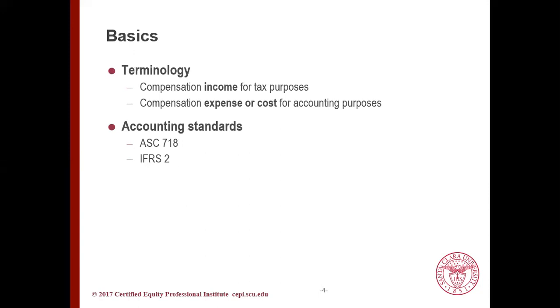And then there are a whole group of companies, multinational companies, that have to use both. They have to use ASC 718 here in the US, but then for any of their foreign subsidiaries that are located outside the US, they have to use IFRS 2, and oftentimes they have to reconcile those two standards.